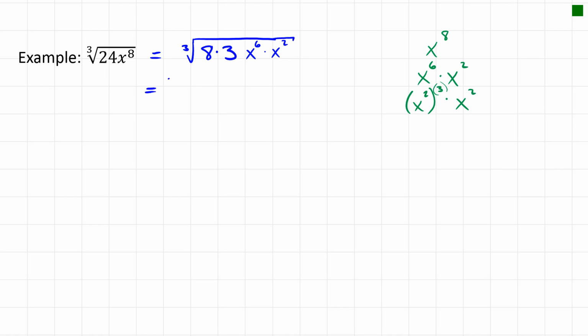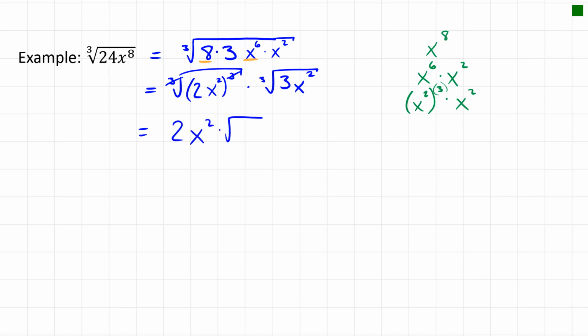So this is the same as cubed root of, and now 8 is the same as 2 cubed, and x to the power of 6 is x squared. All of that part is cubed, so that's dealing with this and this. And then I also have the cubed root of the leftover stuff, which is 3x squared. So 2x squared times the cubed root of 3x squared.